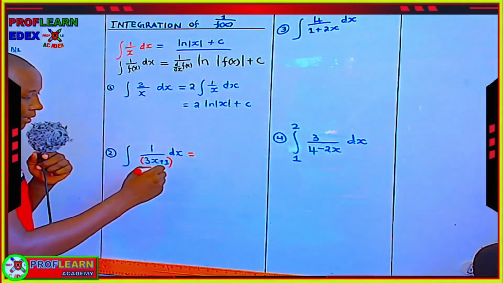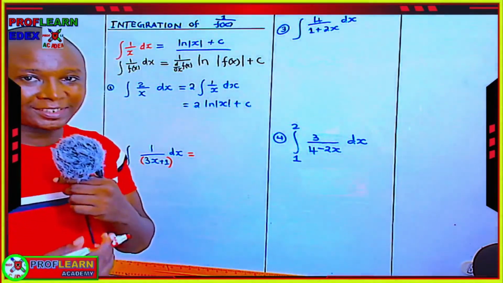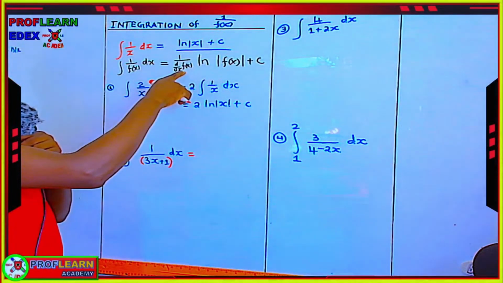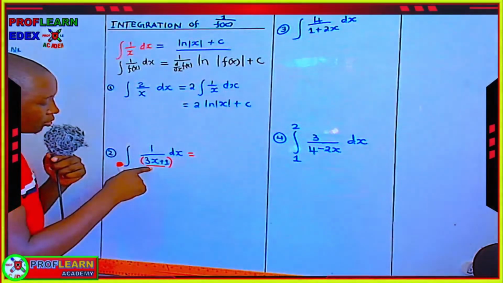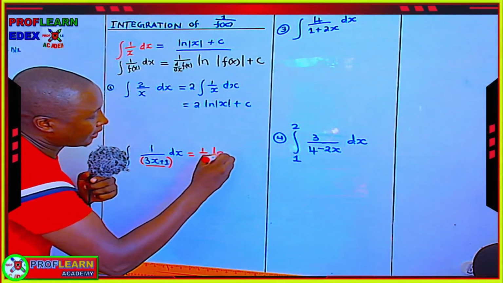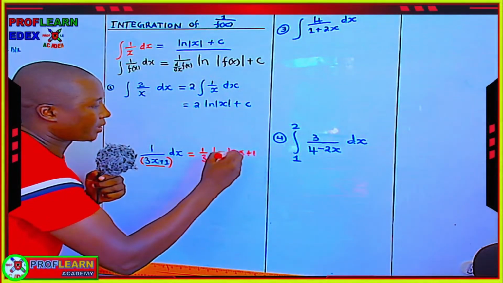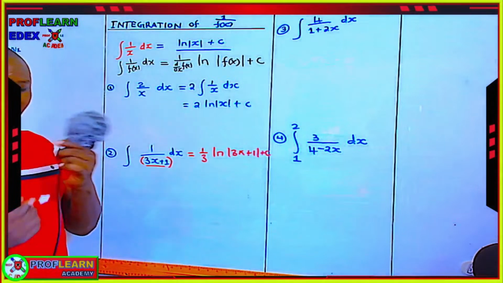Differentiating 3x plus 1, what do you get? Yes, we are integrating, but you are going to differentiate first so that you can have what you are going to put 1 over this part. So differentiating this, we are going to get 3. So we shall say 1 over 3, then ln of 3x plus 1, then plus c as that.